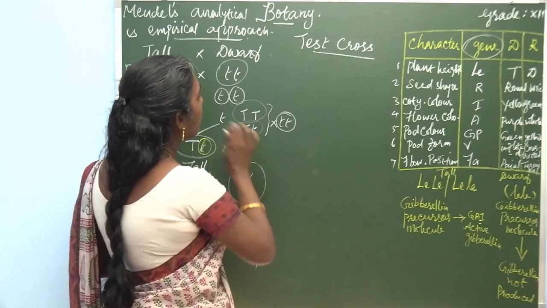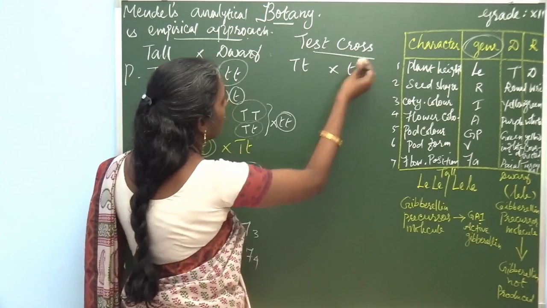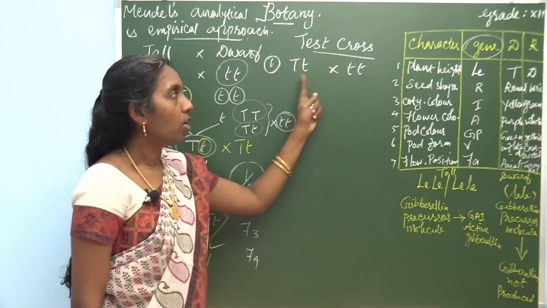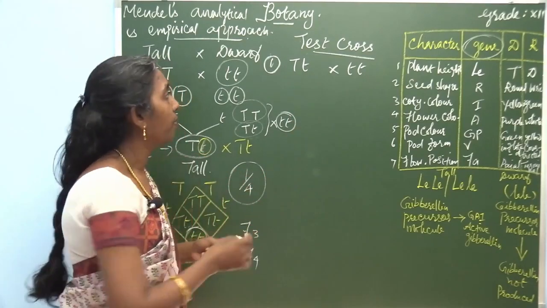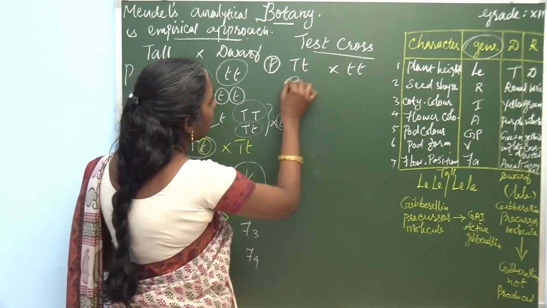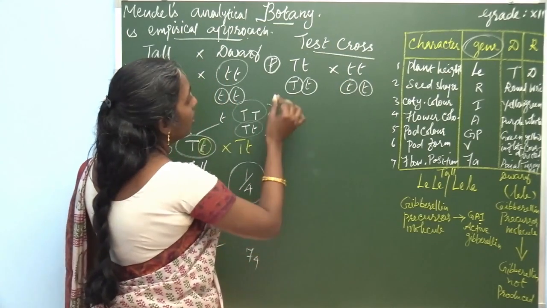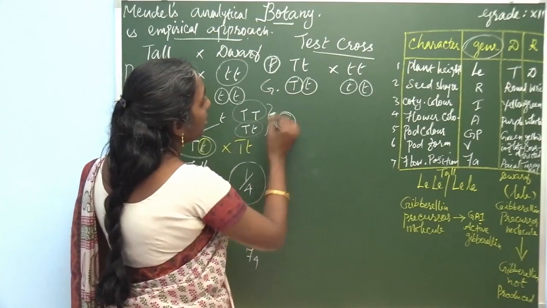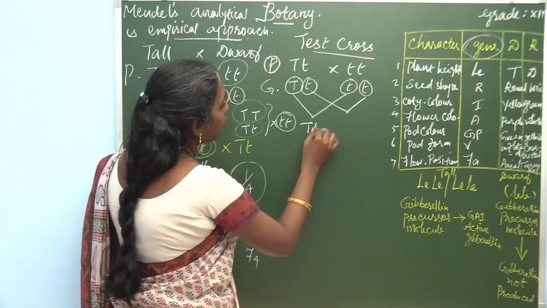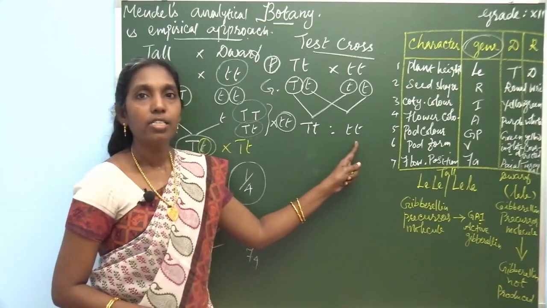The first example: heterozygous tall, capital T small t, crossed with small t small t. So, the first explanation of the test cross is that heterozygous tall is crossed with homozygous dwarf. This is the parent. It contains capital T and small t, and the other contains small t and small t. The gametes are capital T, small t and small t, small t. So it gives capital T small t and small t small t, tall and dwarf.